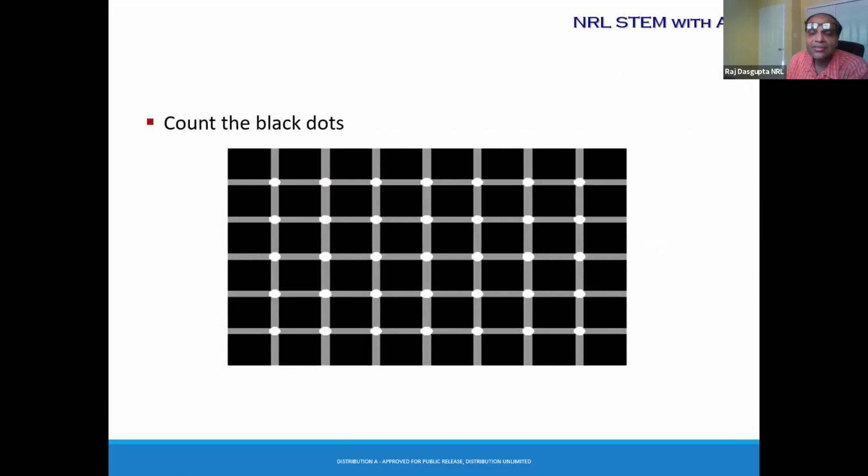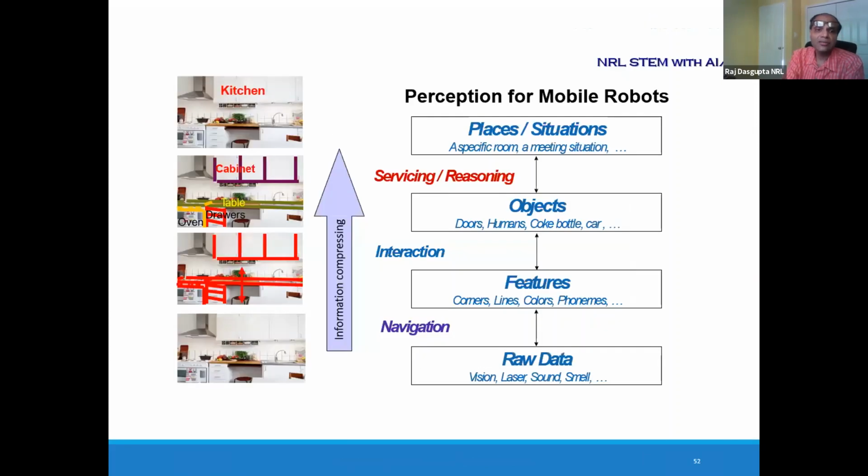Another example. This is a very common example. There are actually no black dots out there. There are only white dots. But if you look at it, especially if you move your eyes around, you can see some ghost images of some black dots out there. So these are some of the issues that computer vision has to deal with.